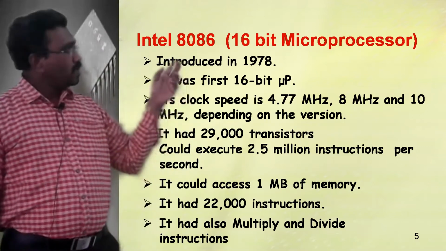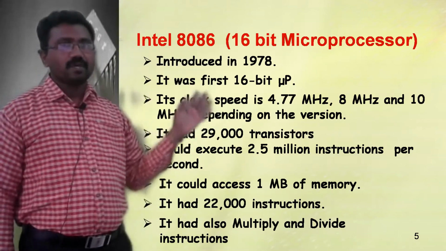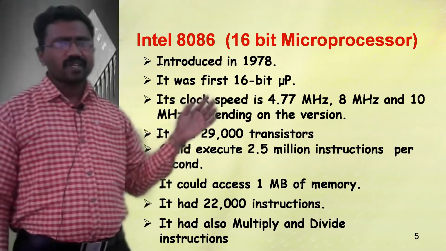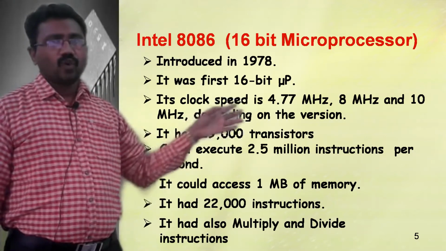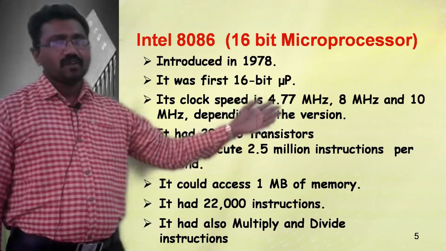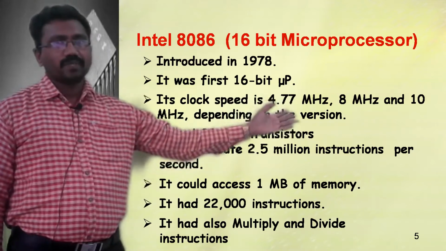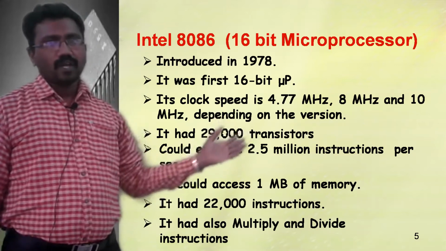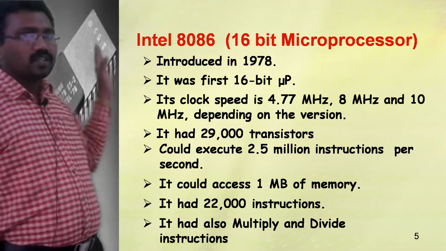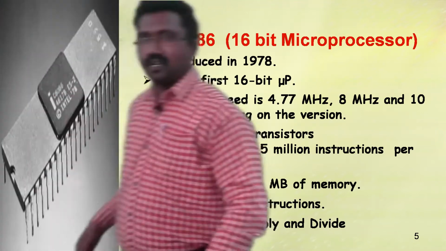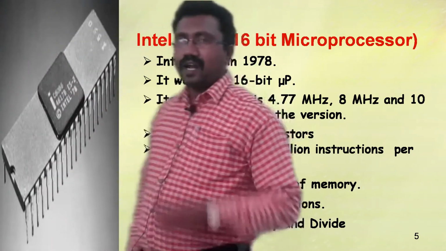The 8086 is the first 16-bit microprocessor, which was introduced in 1978. It is available in 3 versions of clock speed: 4.77 megahertz, 8 megahertz, and 10 megahertz. And it has 29,000 transistors.